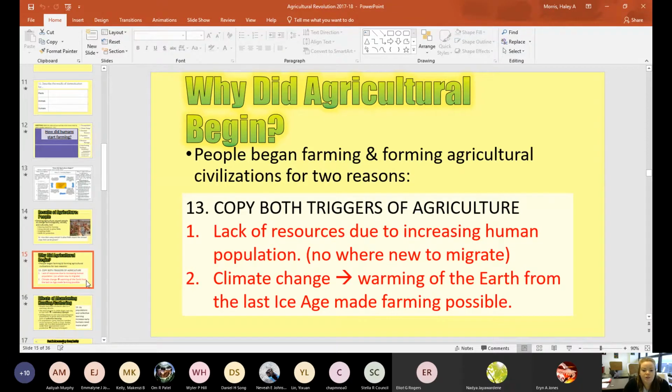Another reason is that climate change occurred, causing the warming of the earth from the last ice age, which made farming possible. So because of climate change, the warming of the earth from the last ice age made farming possible. I'll give you a second to finish copying this down, and then I'll move on to the next one in a minute.